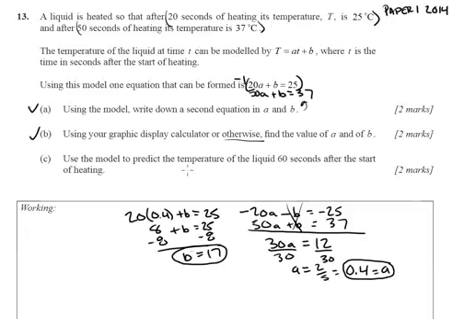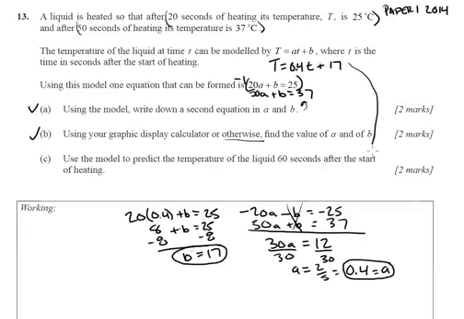Use the model to predict the temperature of the liquid 60 seconds after the start of heating. So look, this is way back up here where they gave us our original formula. We know the temperature now is A, which is 0.4, times T, plus B, which is 17. So hopefully you're recognizing this as a linear model here, right? For every second, it's going up by 0.4 degrees Celsius, and our starting temperature, according to this model, would be 17 when time was 0, right?